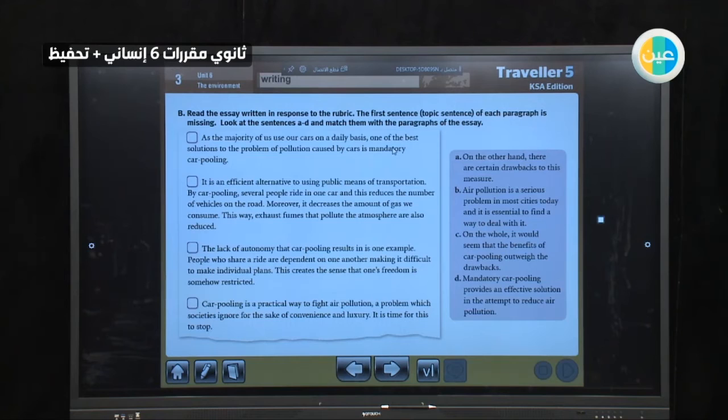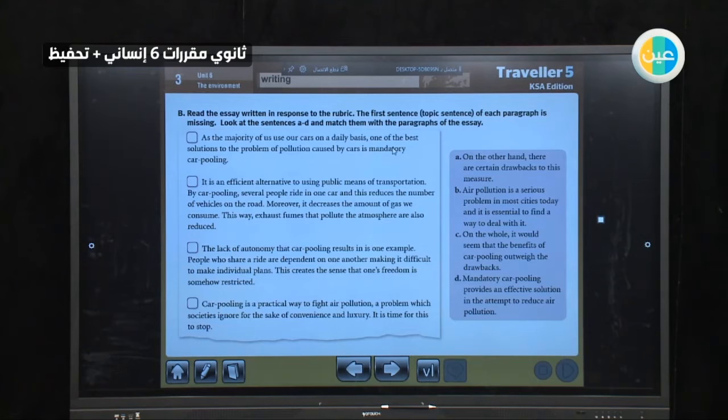Okay, number 3. The lack of autonomy that carpooling results in is one example. What do you mean by lack of autonomy? It means you are not controlling your plan, you are not controlling your trips, because you will not be alone in your car. You have to fix your plan to others. People who share a ride are dependent on one another, making it difficult to make individual plans. This creates the sense that one's freedom is somewhat restricted. So, your freedom will be restricted because you have to fix your plan depending on the other plans.